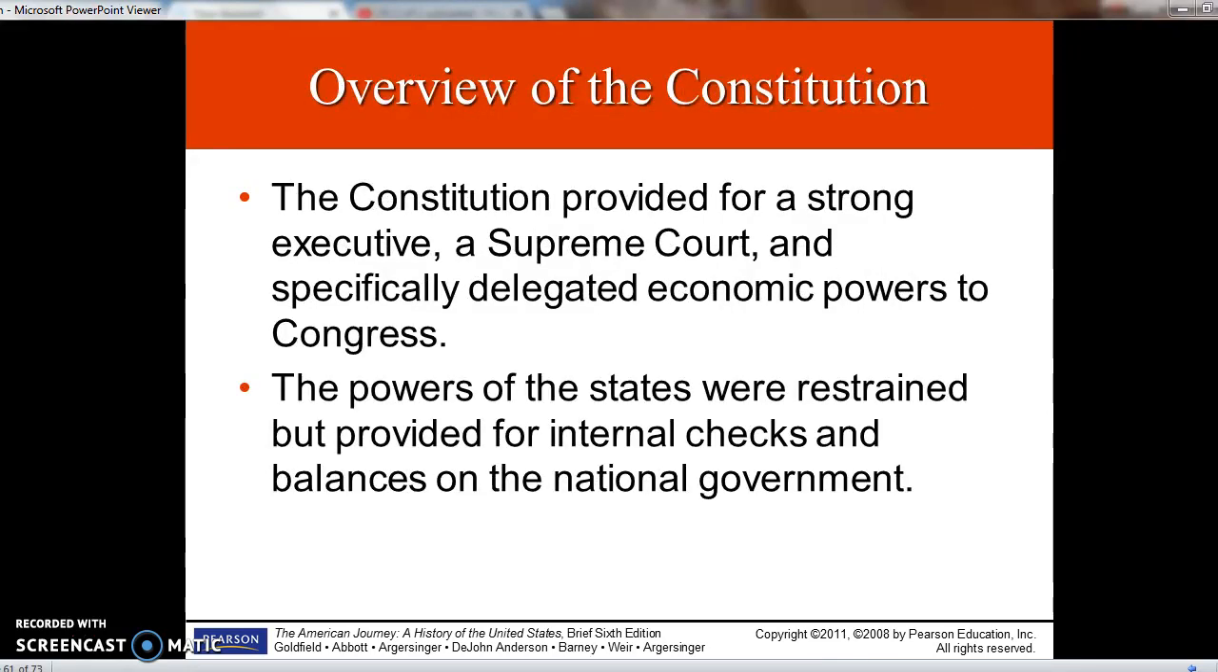The Constitution provided for a strong executive branch, the president, okay, which the people elect, a Supreme Court, and the legislative branch. So the president chooses a Supreme Court justice. The Supreme Court justice has to be then confirmed by the legislative branch, by Congress.